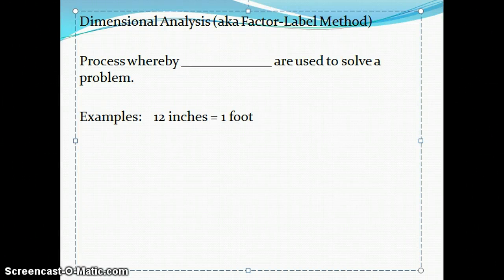Good morning, class. I had to go to a conference today, so I created this podcast in order to teach you how to do dimensional analysis because I don't think it's something that you can learn very well without any instruction.